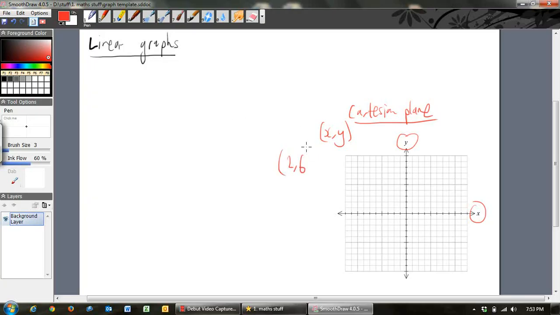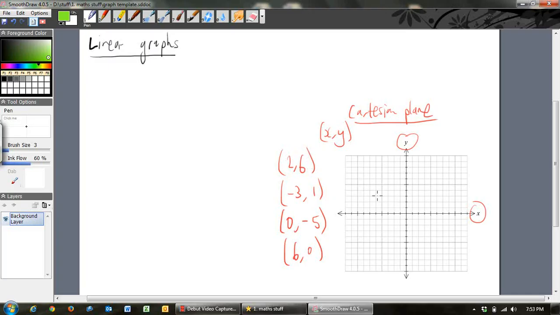So just a few examples. Let's put the point (2, 6) on the graph. We'll do (-3, 1). Let's do (0, -5). And one more, we'll do (6, 0). Okay? Let's just put those points on the plane.